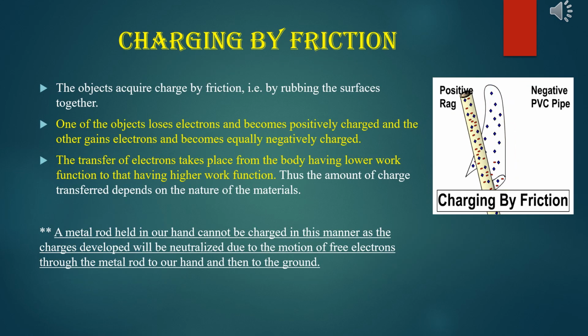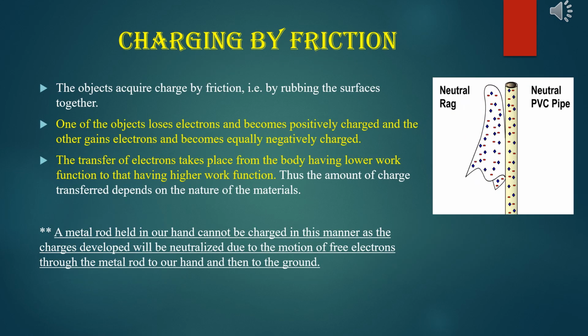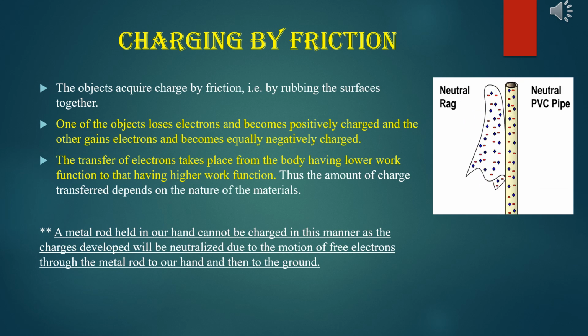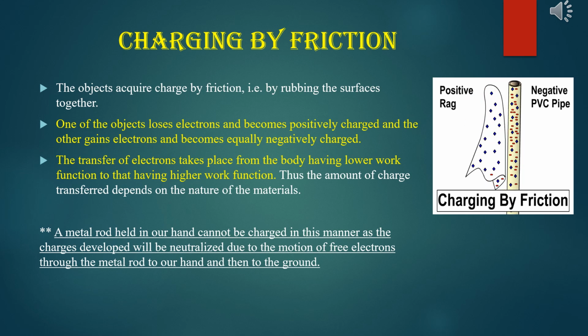So first we are starting with what is called charging by friction. In this we have to rub the surfaces together, like we have discussed earlier, that when we rub a glass rod with a piece of silk cloth, both of them get charged, right? So this is the exact mechanism we are learning here.